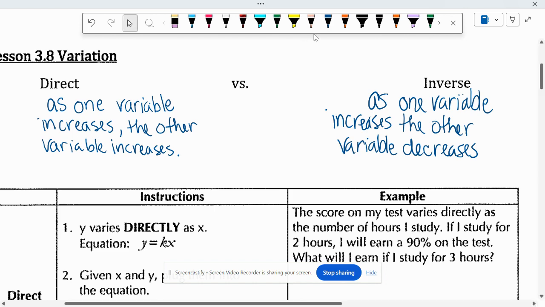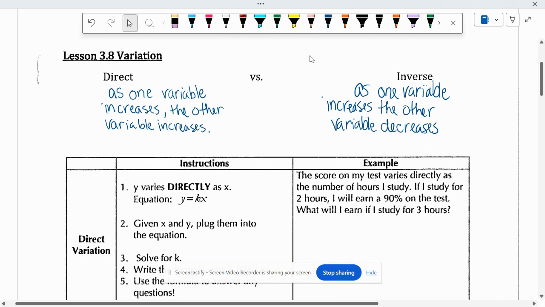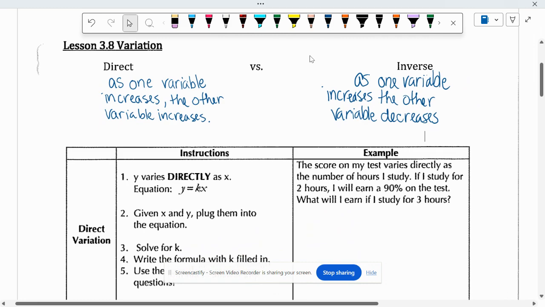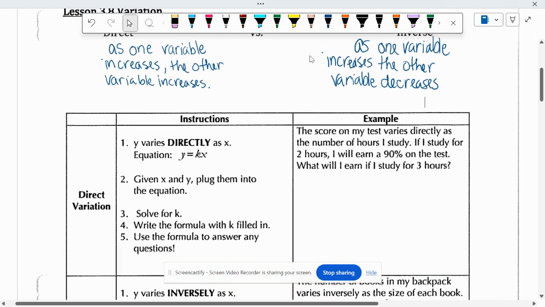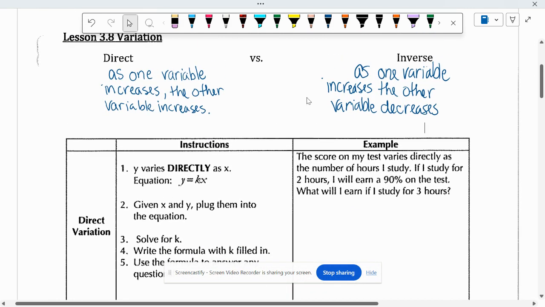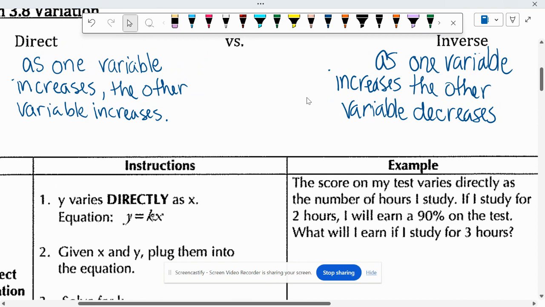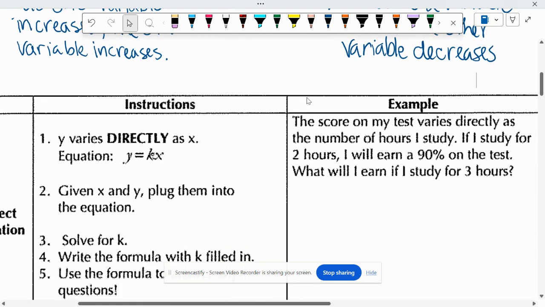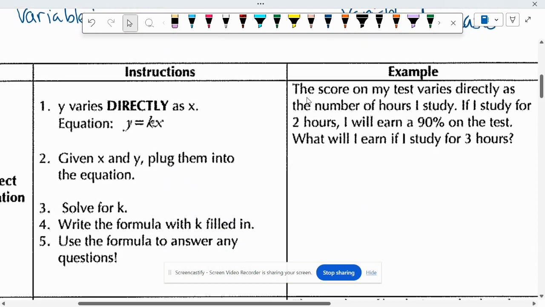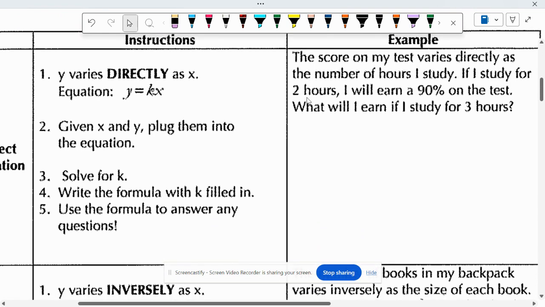So when you read your word problems, because this is basically all driven by word problems, and I know that you guys don't love word problems, you have to just think about what is causing the other thing to increase or decrease. And that'll tell you if it's going to be an inverse variation or if they vary directly or inversely. So let's talk about direct variation.